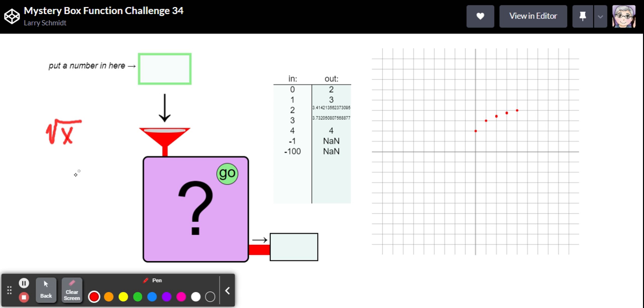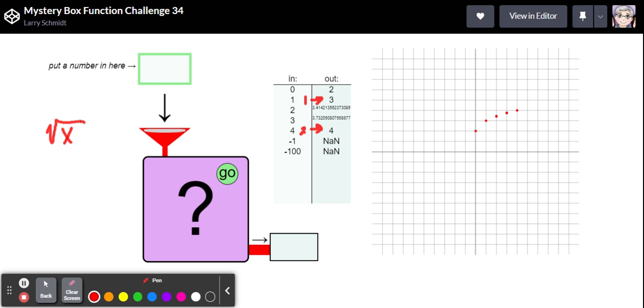of x. Now this is not just the square root of x though, because the square root of 4 is not 4. The square root of 1 is not 3. So what is going on here? Well, the square root of 4 is 2, right? And then the square root of 1 is 1. So what do you have to do to 1 to turn it into 3 and 2 to turn it into 4? To me, it looks like you just have to add 2.